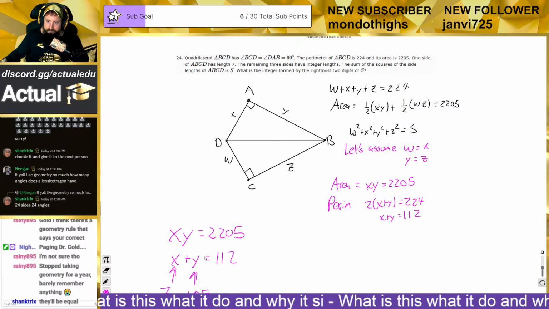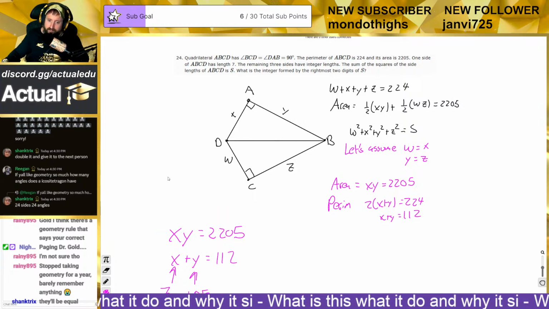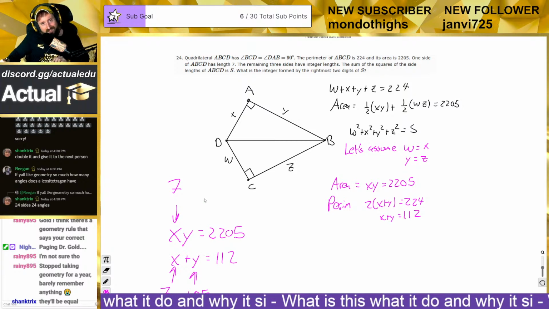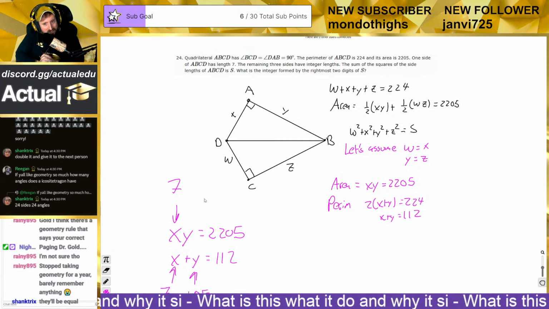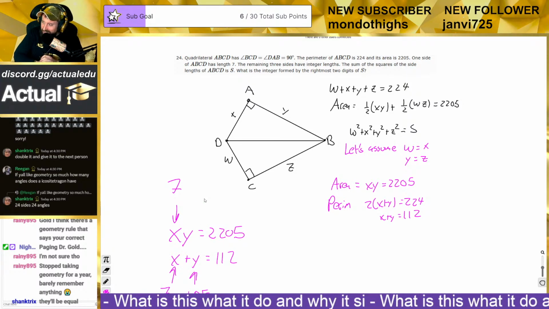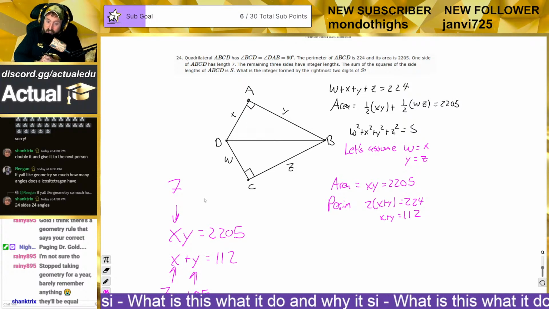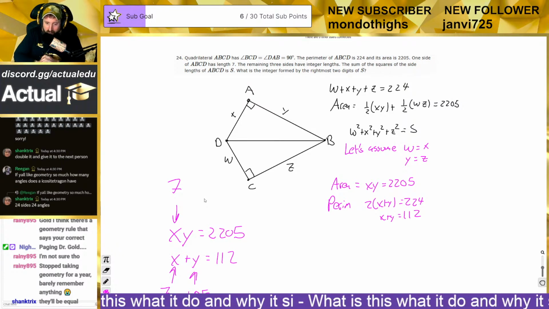Oh, man. But then that doesn't work here. Because if this is 7... now they can't be equal? Is that what we're saying here? Because everything has to be integers. Well, first of all, it just doesn't even work here.